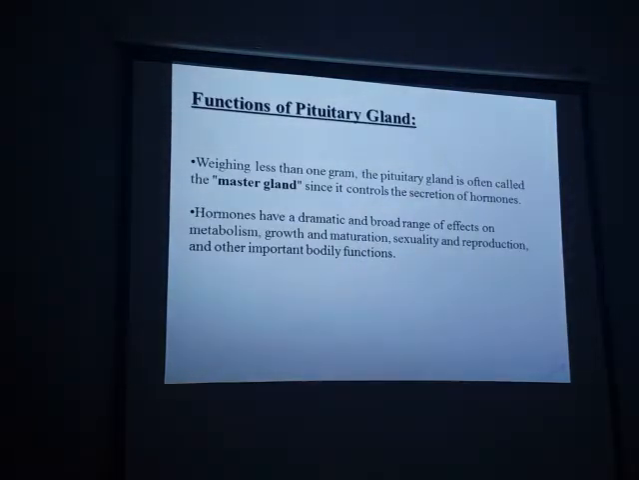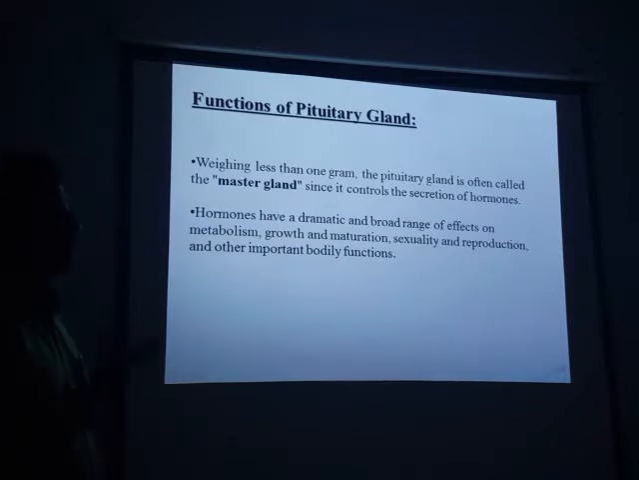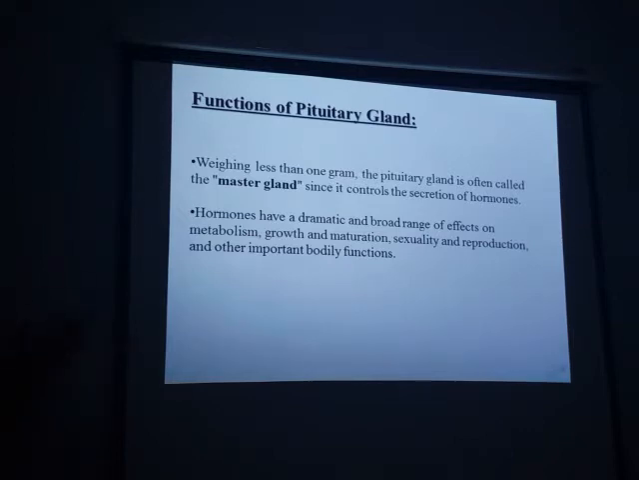So before getting into the anatomy, you should know the function. You already studied it in your pre-med. As I said, it is called the master gland because it releases many hormones which control the function of other endocrine glands, right? Many hormones are secreted by the anterior and posterior pituitary, which regulate many body functions like sexuality, reproduction, growth, maturation, metabolism. All those functions of the body are regulated by hormones, the majority of which are secreted by your pituitary gland, which in turn controls the secretions of the other endocrine glands in the form of releasing hormones. Is it clear?